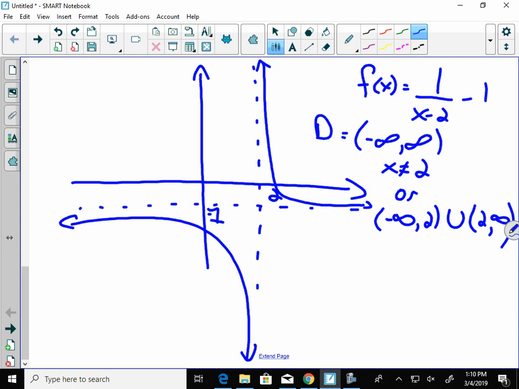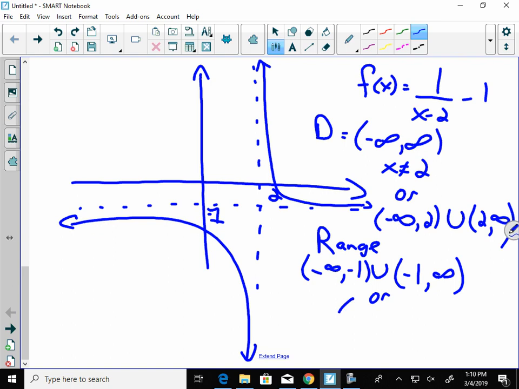Okay, and then my range. Y can be anything but negative 1. So it just looks like this. Could you write that? Could you write it the other way too? Like negative infinity, positive infinity, yeah. Except y cannot equal negative 1.